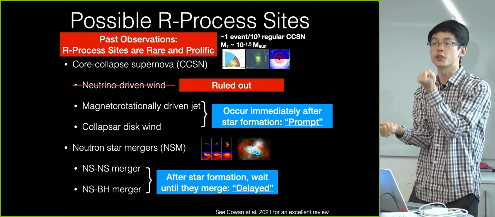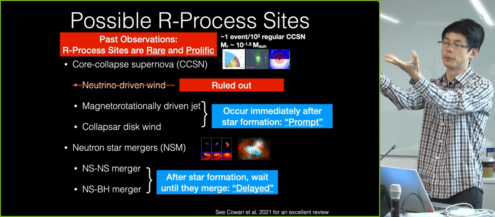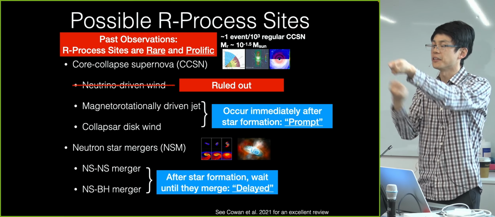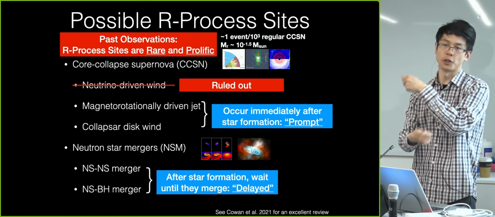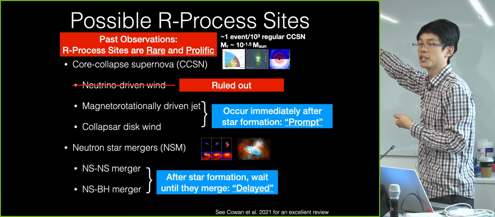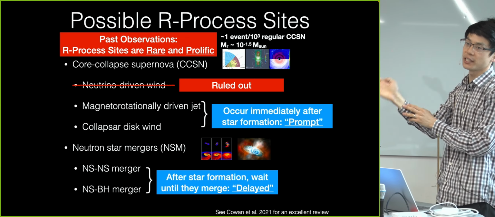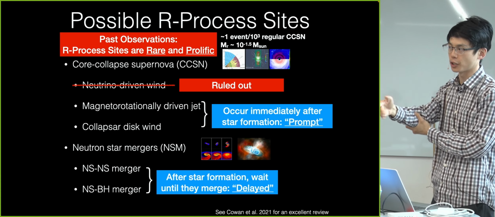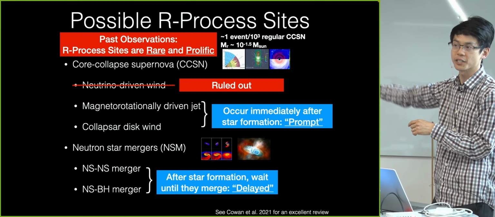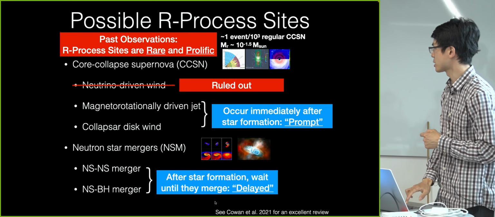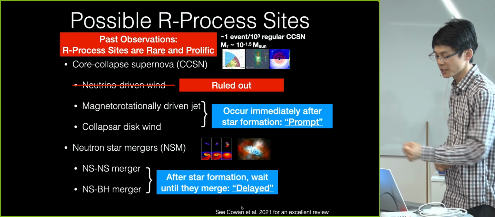Neutron star mergers, in contrast, you have to form your two massive stars. They have to both die. They have to stay in a binary. And then the key thing is that they have to in-spiral through gravitational radiation before they merge and make those r-process elements. And so there's a time delay between when you form your stars and when you create r-process elements in this scenario. This is called a delayed source of r-process elements.